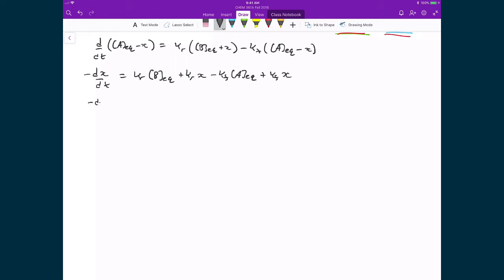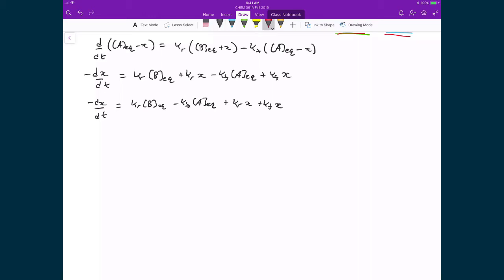And so I can start to group together like terms. I still have my left-hand side, negative dx by dt. I'm going to have kr times the concentration of B at the new equilibrium minus kf times the concentration of A at the new equilibrium. And then I'm going to have plus krx plus kfx.